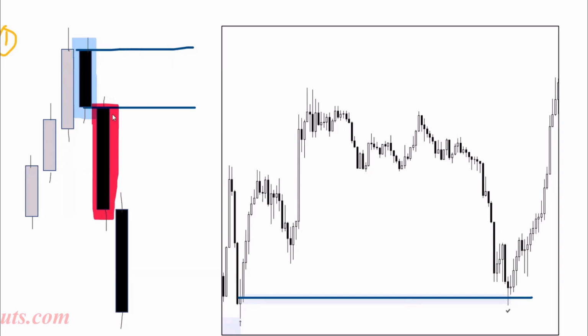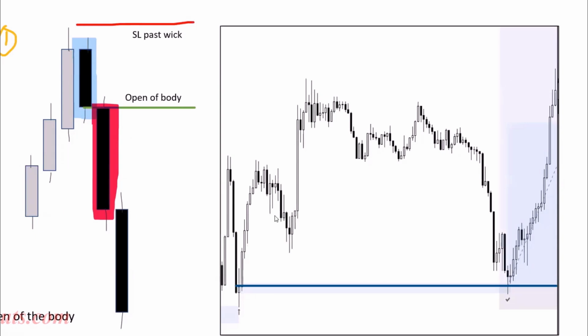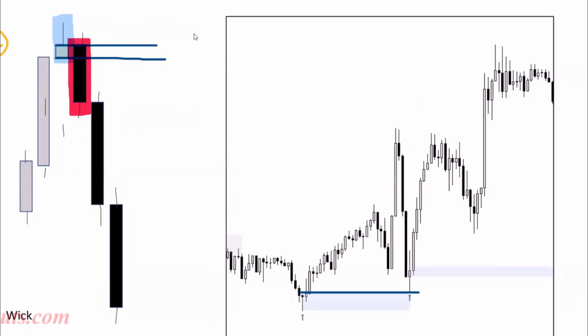Now, this is exactly what we're seeing with the engulfed candle. It comes straight back down. Obviously, this is a discounted area. Enter off that body. How does the trade look? Entry right off the body, stop loss beneath the lows. Like I said here, open of the body, stop loss past the wick. Type 2.